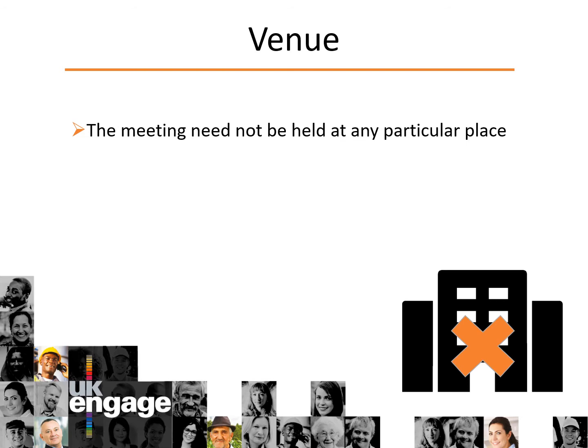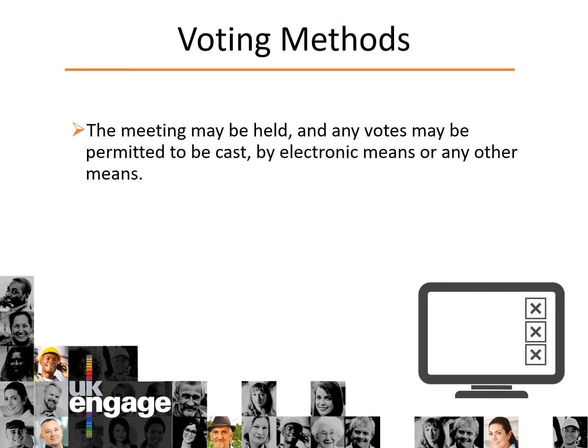Quite interestingly, any meeting covered by the legislation does not need to be held at any particular physical place. This is great news for running your AGMs or other meetings online and virtually. The legislation also allows the meetings to be held by electronic means, and any votes can be cast by electronic or any other means, which is great flexibility for everybody concerned.